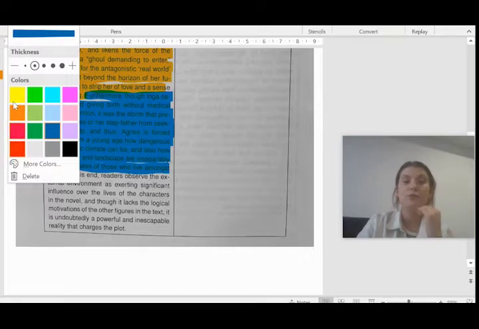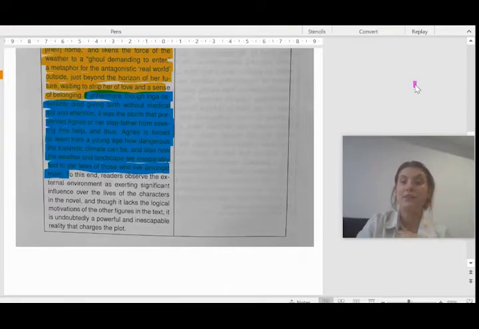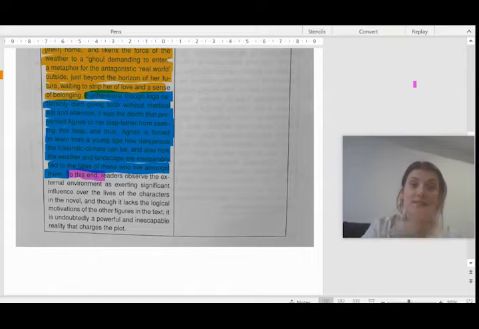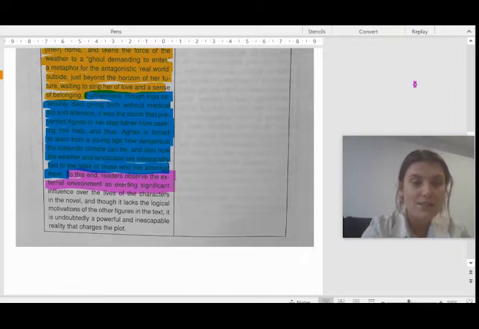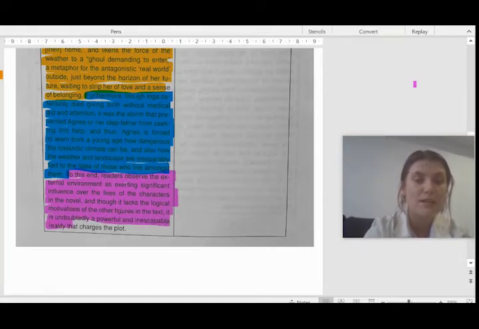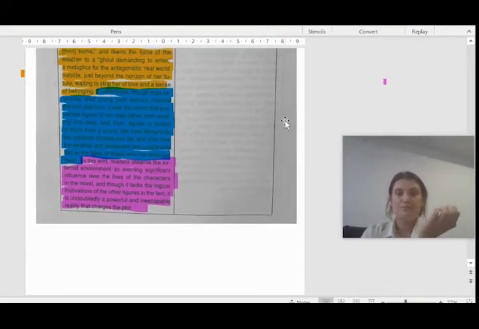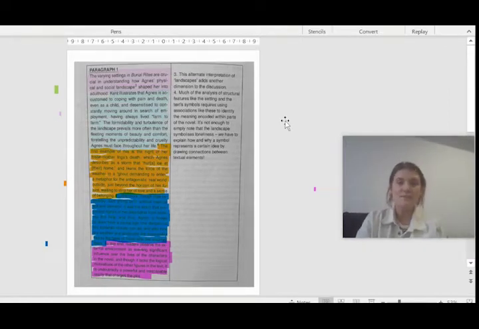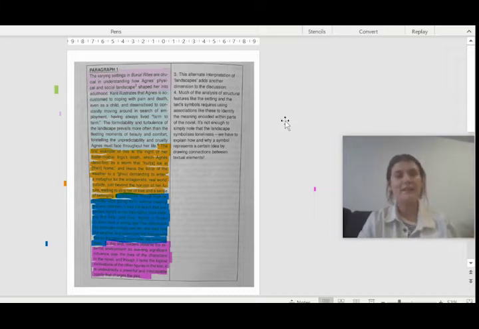And we know that when we conclude, we need to make sure that we are linking to our thesis statement and linking everything together. But ultimately, we're drawing those conclusions and making sure that it's really nice and clear for our reader. To this end, which is a great cohesive device to start a concluding sentence with, readers observe the external environment as exerting significant influence over the lives of the characters in the novel, and though it lacks the logical motivations of the other figures in the text, it is undoubtedly a powerful and inescapable reality that charges the plot. So after reading that, I understand what the student is saying. They've made a great point, and ultimately they've proved that point and proved that they really understand what they are saying.